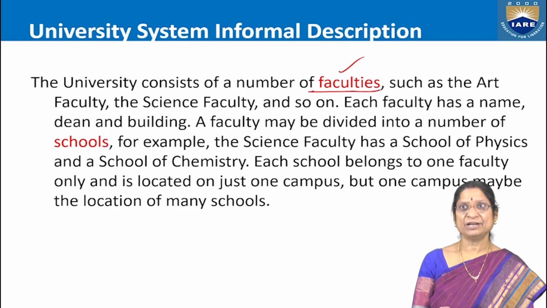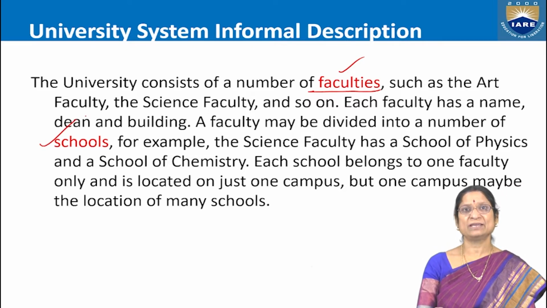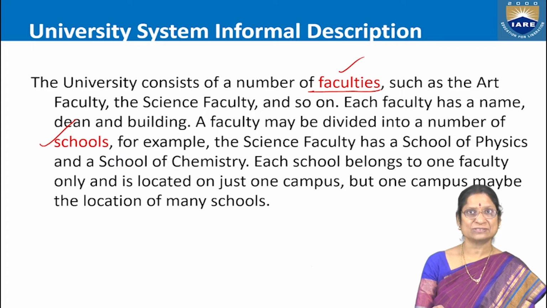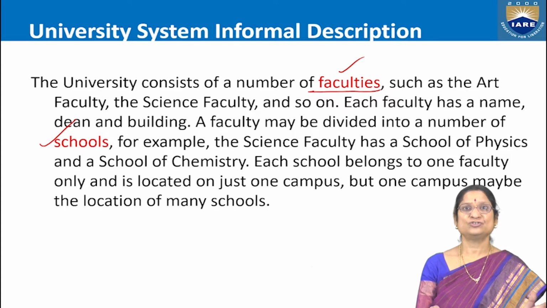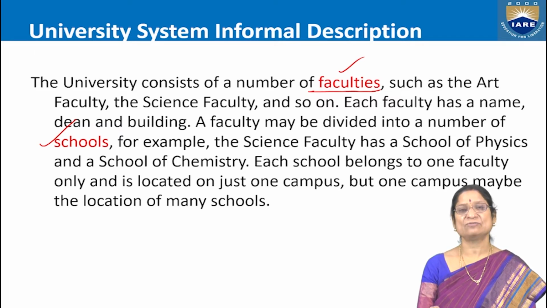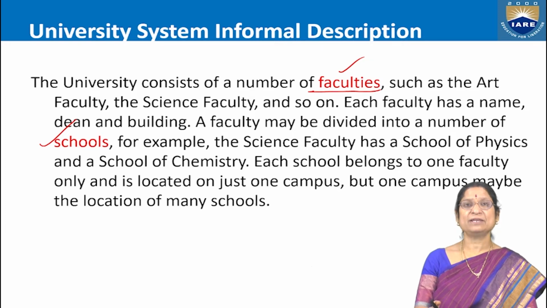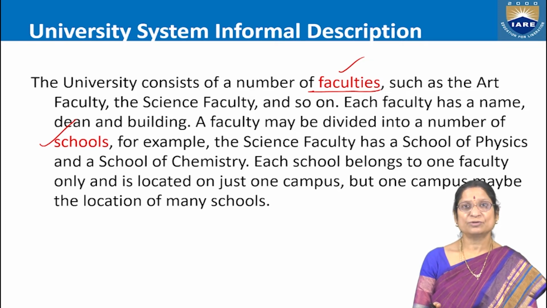The faculty may be divided into a number of schools. So about schools also we have to store data. That is PG school, UG school, etc. The science faculty has a school of physics and a school of chemistry, and the engineering faculty may have computer science and engineering, etc. So each school belongs to one and only one faculty, and is located in just one campus. So no school is going to be considered as belonging to more than one faculty.